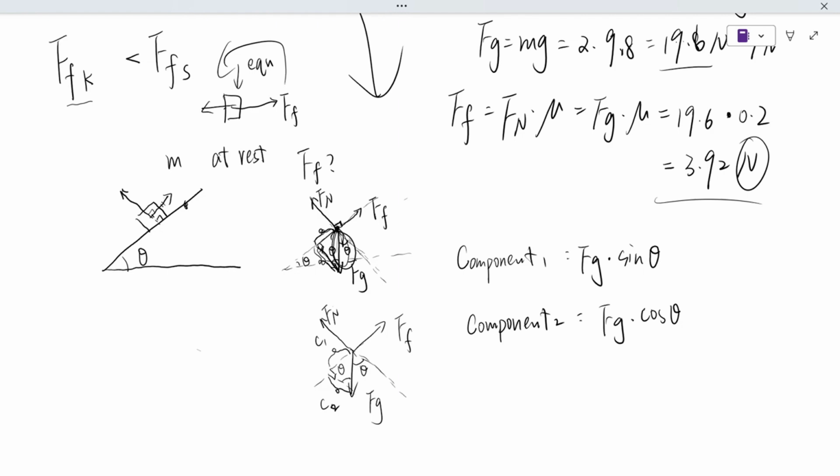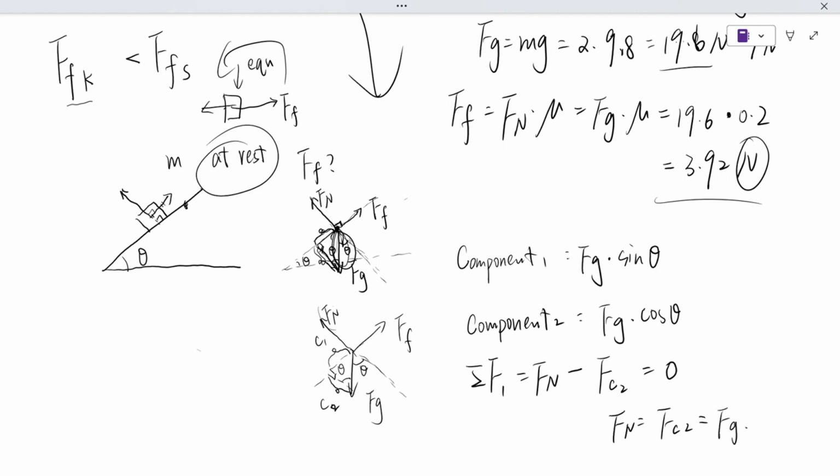Because I said that it is at equilibrium, which means in each direction the net force is equal to zero, let's look at the normal force direction first. For the normal force direction, let me write down the net force equation: net force F1 is equal to Fn minus component number two, FC2, which is equal to zero because it is at rest, at equilibrium. So we get Fn equals FC2, which is component number two, which is Fg times cosine theta.